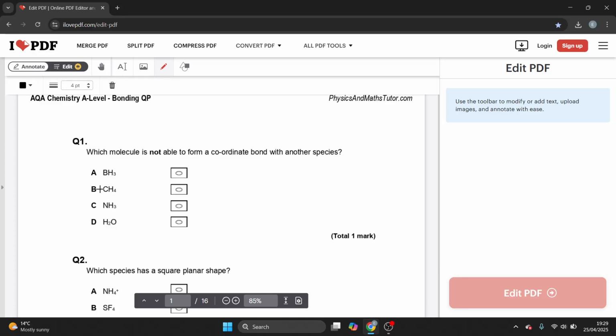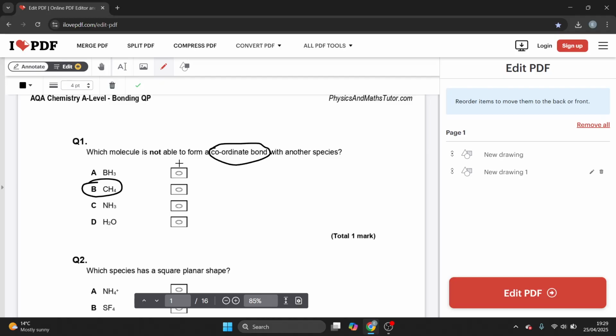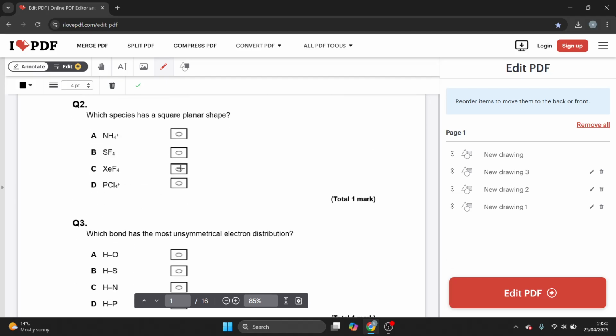Well, the thing about carbon, CH4, methane, is that it can only have a maximum of 4 bonds, right? And therefore it can't form a coordinate bond. A coordinate bond is where one atom contributes a pair of electrons to a covalent bond, but CH4 can't do that. And if it goes to CH3, it's going to be very unstable. Whereas BH3 can accept a lone pair of electrons, NH3 can, and H2O can donate. CH4 cannot. Which species has square planar shape?